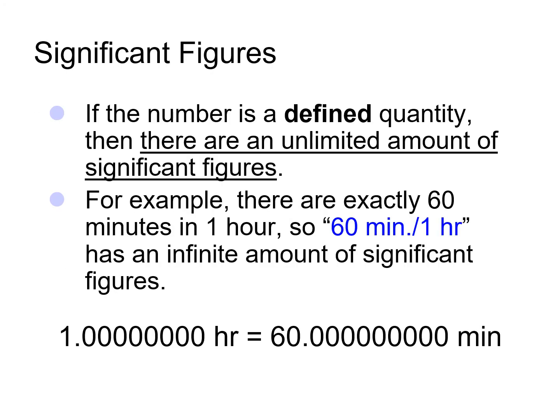If the number is a defined quantity, then usually we don't let that affect our significance of our calculation. So for example, if you say there are 60 minutes in an hour, well, that's true no matter how many decimals you use. So it has an unlimited amount of significance to say 60 minutes and 1 hour are equivalent to each other.